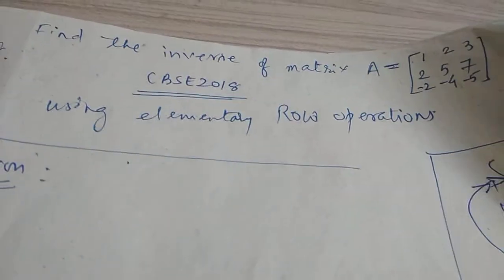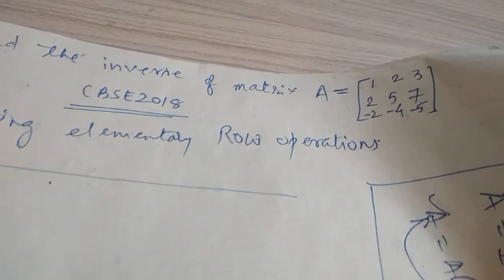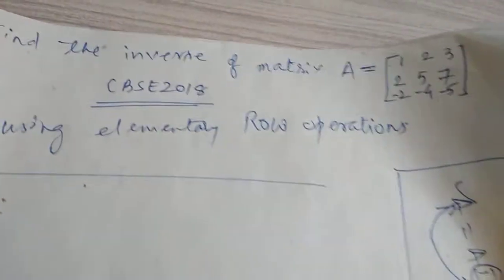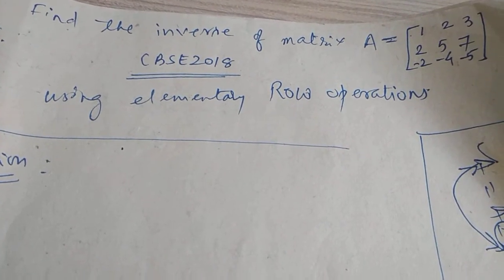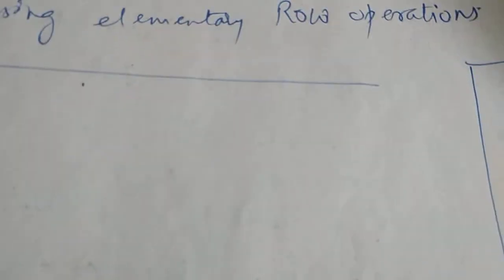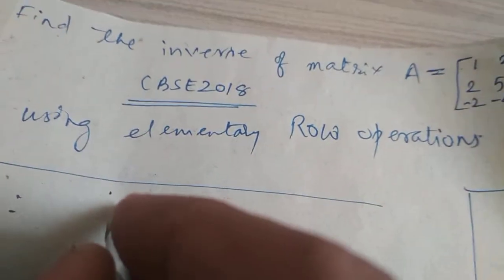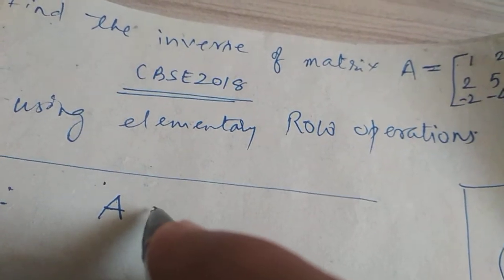Okay, students, we have another question of finding the inverse of matrix A = [1, 2, 3; 2, 5, 7; -2, -4, -5]. It was asked in CBSE 2018. They had asked to find the inverse of matrix A using elementary row operations. So without taking much time, let us start with the basic matrix equation.